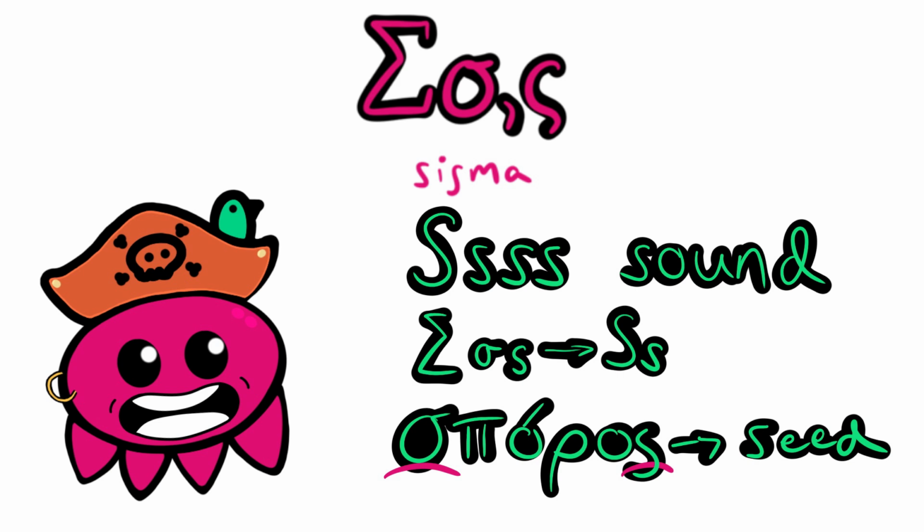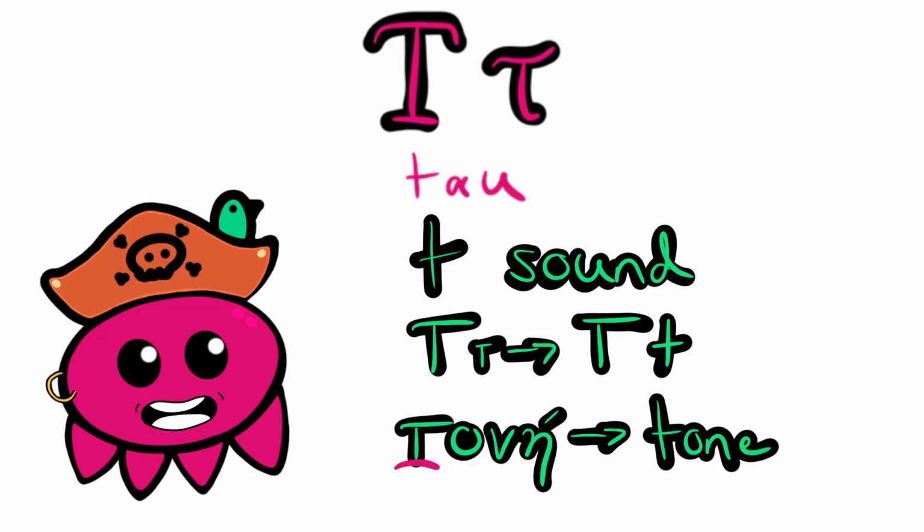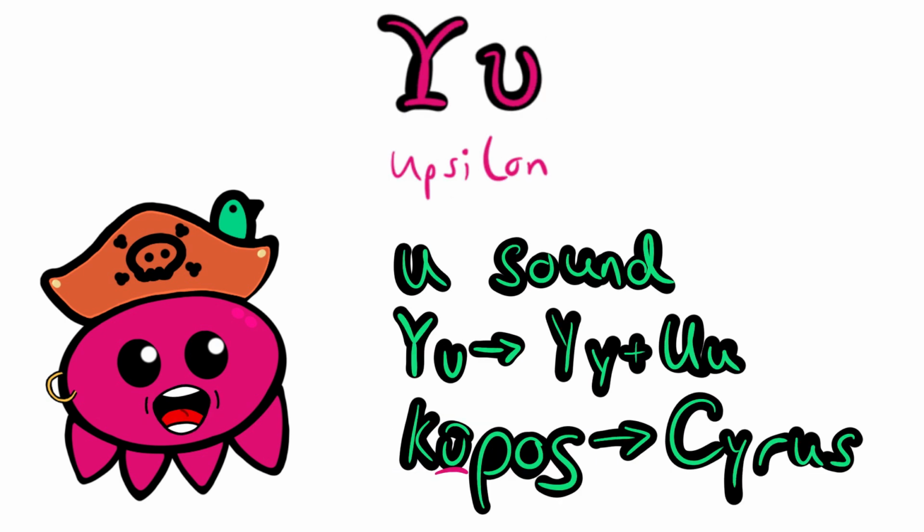The next letter is Sigma. It makes the S sound and it transliterates to an S. You can see this in words like sporos, meaning a seed, and it's where we get the word for spore. It's also the greatest type of man to ever exist. The next letter is tau. It makes the T sound like T, and it transliterates to a T. You can see this in words like tonos, meaning a tone. Now we have upsilon. It makes the U sound like a French U. It transliterates to either a Y or a U depending on the context. For example, you have Kuros, the emperor of the Persians, which later turns into Cyrus.